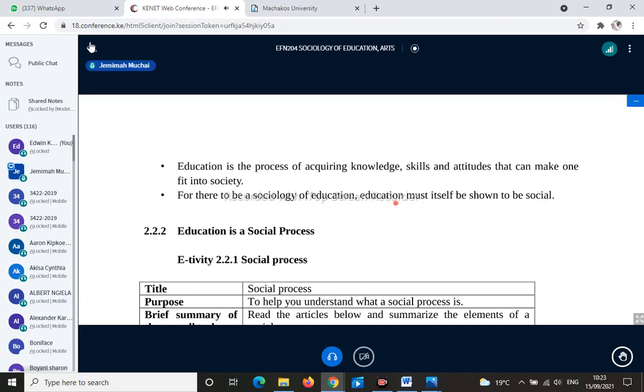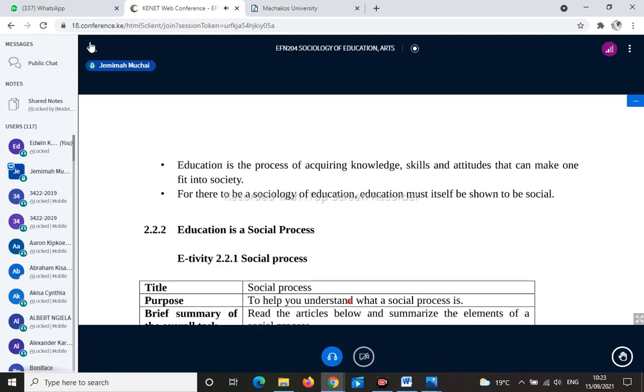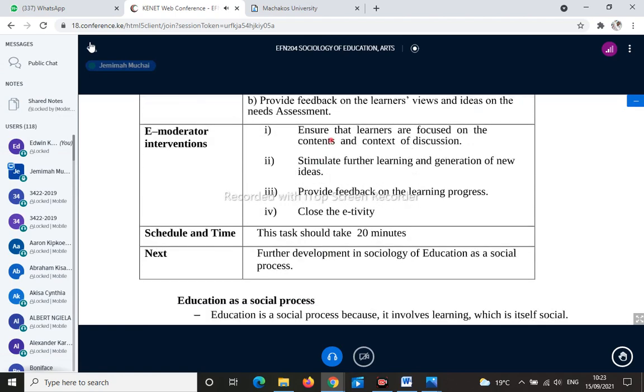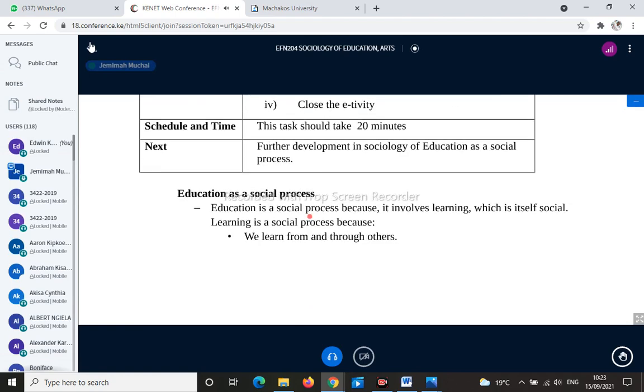For there to be a sociology of education, education must itself be social. So we are going now to look at what makes education to be social. And by that, we now go to the next subheading, education is a social process. So we are looking at education itself is social. So why is education social? Education is a social process.